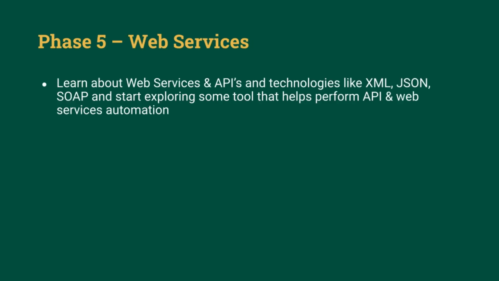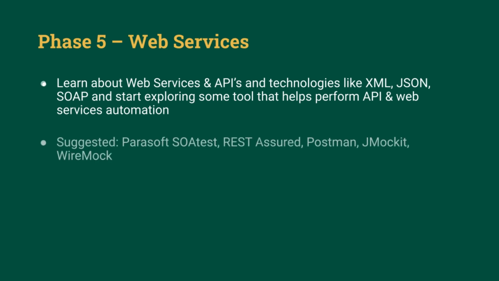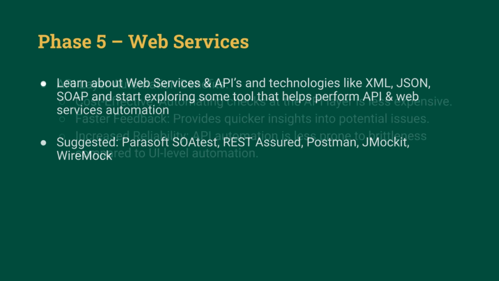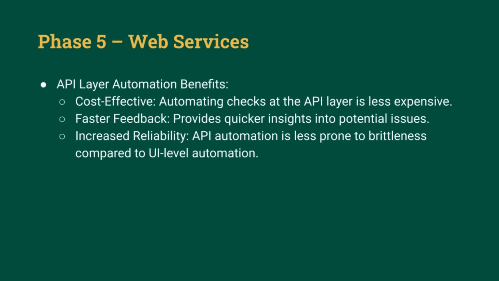In Phase 5, you should start learning about web services and APIs and technologies like XML, JSON, SOAP, and start exploring some tools that help perform API and web services automation. Test automation was traditionally thought of as something only for regression, but now it has moved beyond regression testing. Automating checks at the API layer is less expensive, provides faster feedback, and is less brittle.